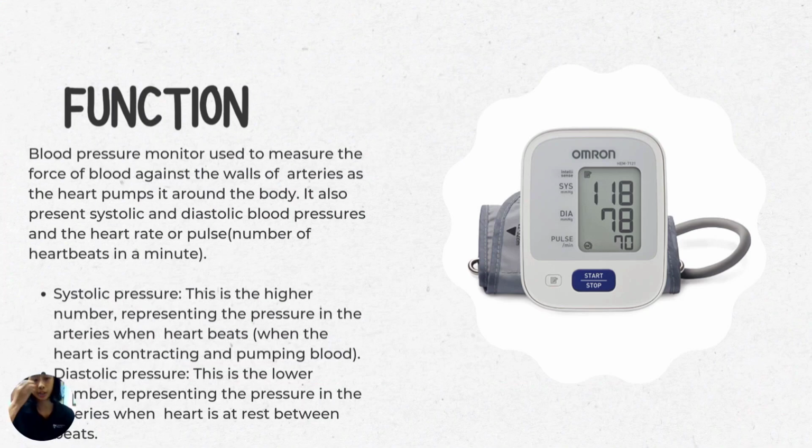Now, I would like to introduce to you about the function of blood pressure monitor. Blood pressure monitor will be used to measure the force of blood against the walls of arteries as the heart pumps it around the body. It also presents the systolic and diastolic blood pressure. What is systolic pressure? Systolic pressure represents the pressure in the arteries when the heart is contracted. What is diastolic pressure? Diastolic pressure represents the pressure in the arteries when the heart is relaxed.